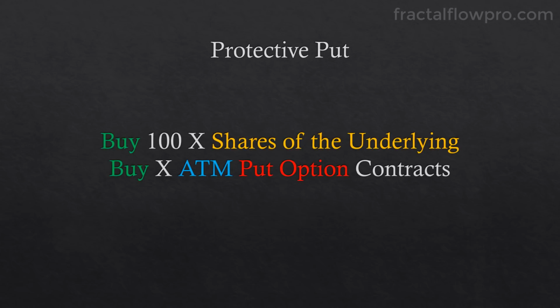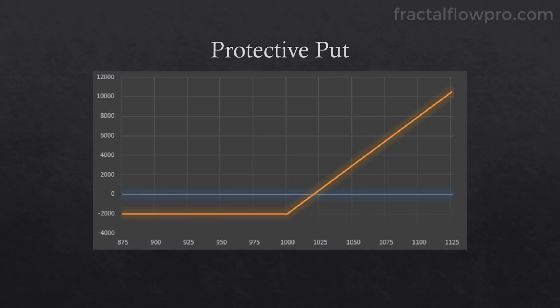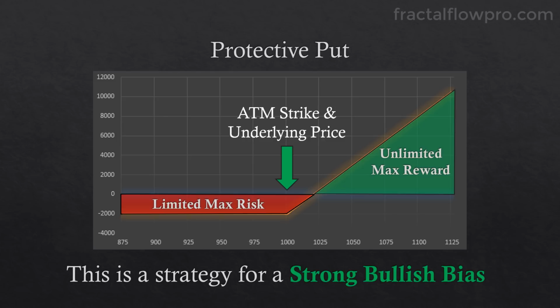The last of the basic strategies we are going to study is called protective put, and it consists in buying 100x shares of the underlying and buying an X number of at-the-money put option contracts. In terms of payoff, this is exactly the same as the long call strategy, but it's a different way of building the strategy without using call options. Instead, a combination of the underlying stock and put option contracts is used to create the same payoff that a call option would generate.